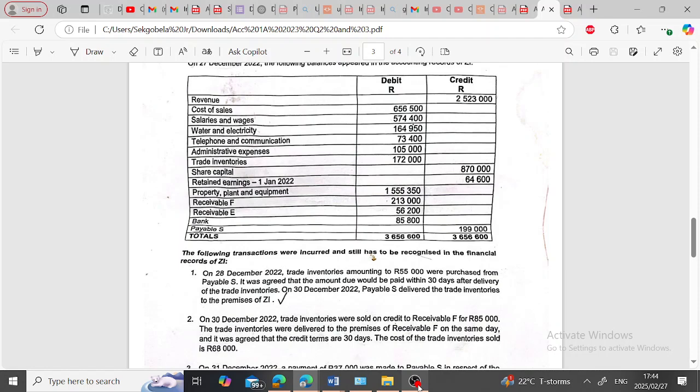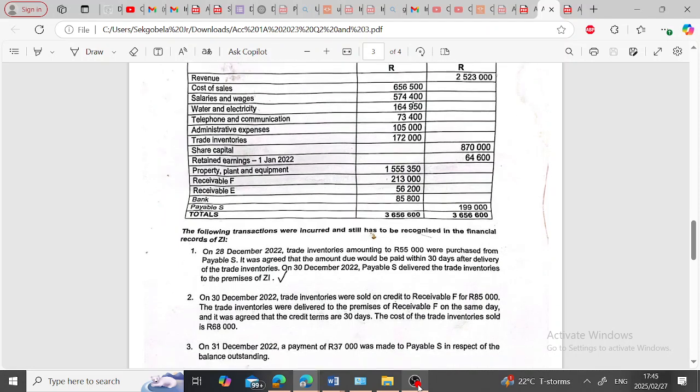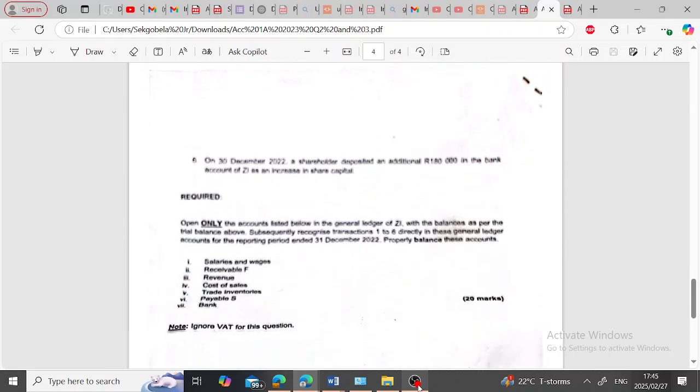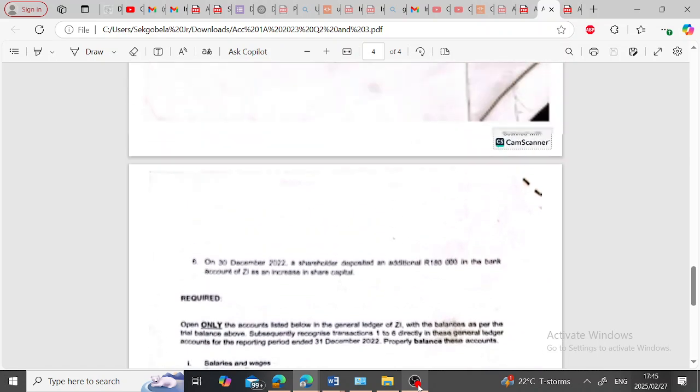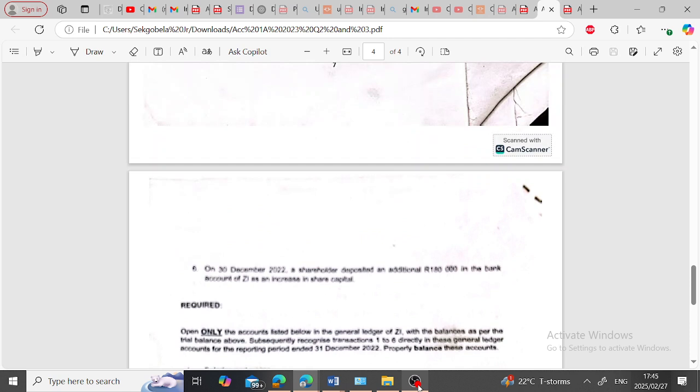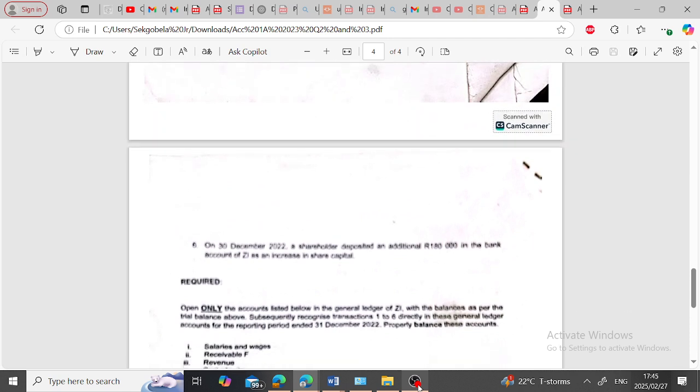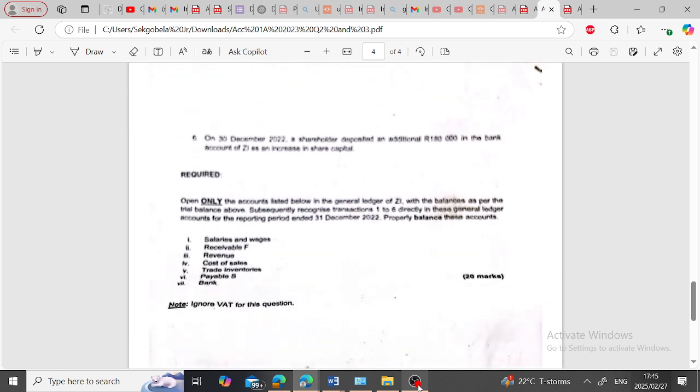As you can see here, we have figures given on the trial balance, and we are then told that we need to do T accounts for all of the above mentioned: the salaries, receivable, revenue, cost of sales, trade inventories, payable, and bank. So we're going to write all of the T accounts for all of these accounts, which I assume you have done, so there's no need for me to wait for you to do it.